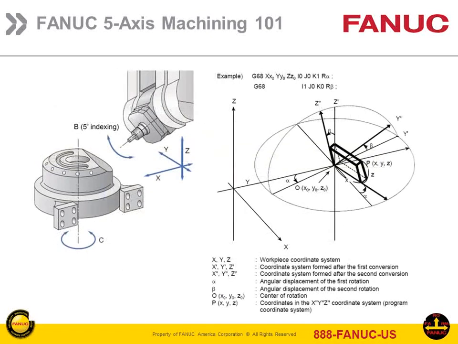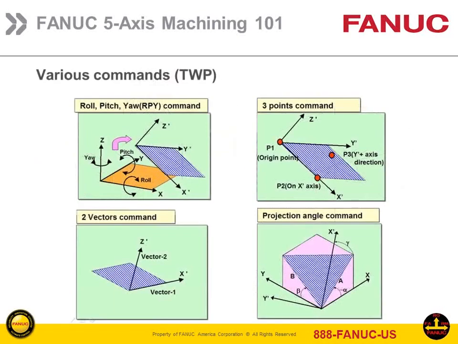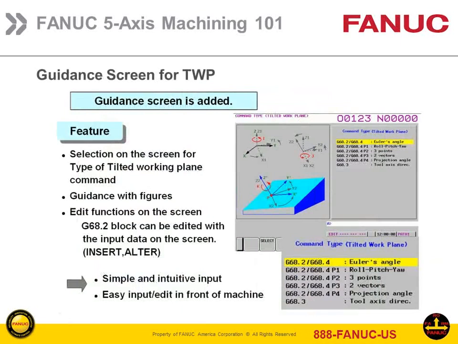And this is just another screen showing how you program it with a G68.2. And again, the various commands: you have roll, pitch, and yaw, the 3-point commands, the 2 vectors command, and the projection angle corner. And with this, on the 30 series control, there is a guidance screen that's added. And within that, it makes it very easy to edit and change these different features. And as you can see, it's got G68.2, G68.4 with different P words. So it makes it very easy actually editing this feature.